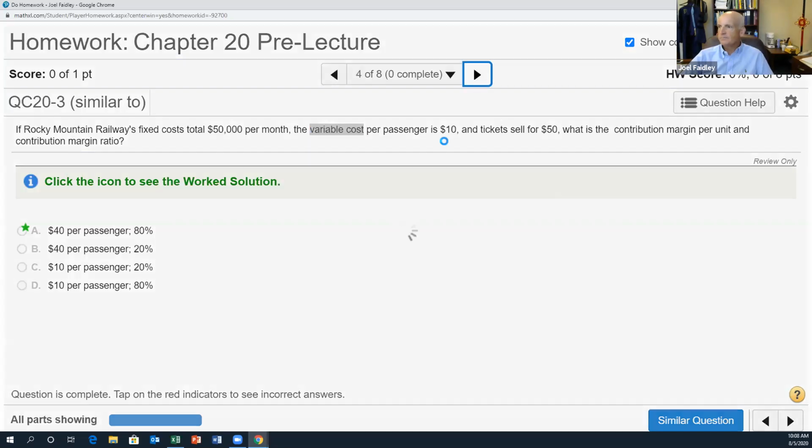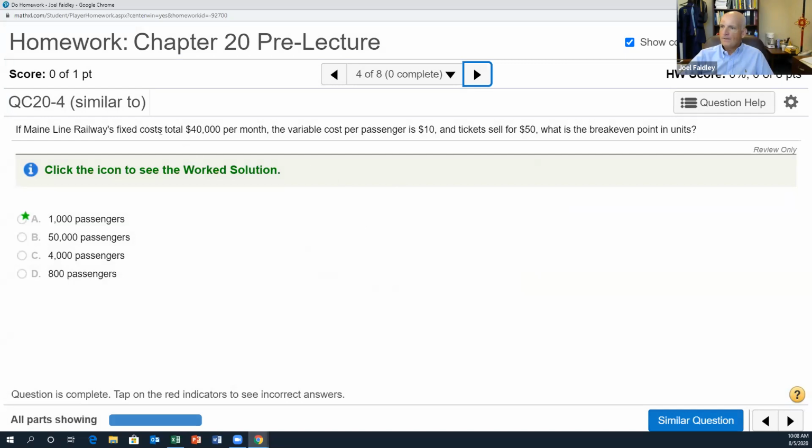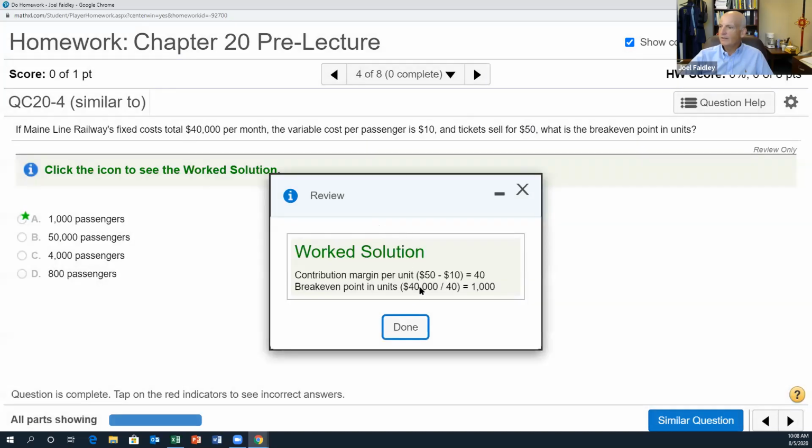All right, number 4. Fixed costs are $40,000 per month. The variable cost per passenger is $10. Ticket sale is $50. What's the break-even point in units? Again, 50 minus 10 is $40, right? And $40,000 divided by 40 is 1,000 passengers. And you can work that out.